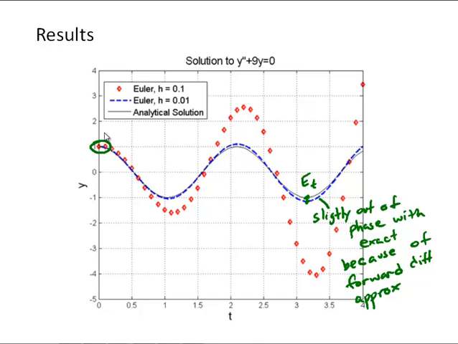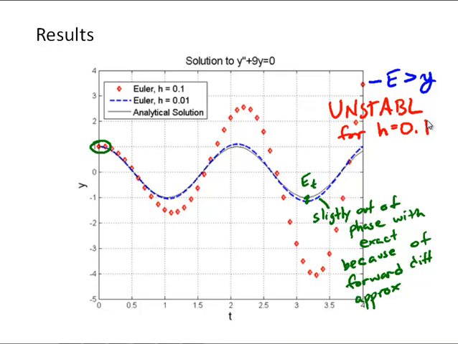We also see for the larger time step solution, h equals 0.1, that the solution is growing pretty rapidly. The error is growing to the point where the error here is greater than the solution itself. And we would call that, again, an unstable solution for h equals 0.1.